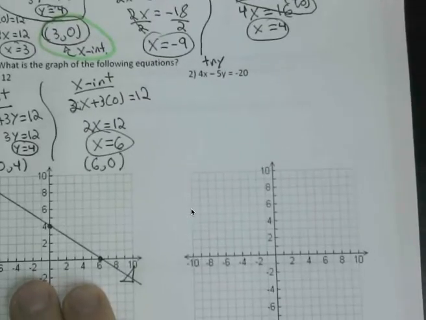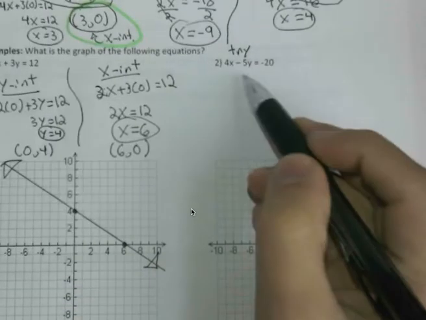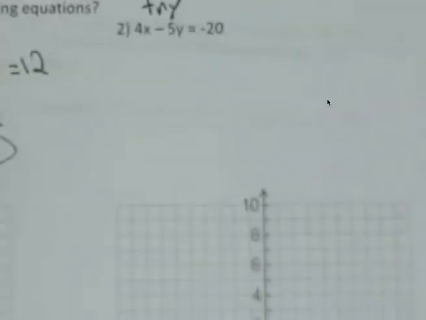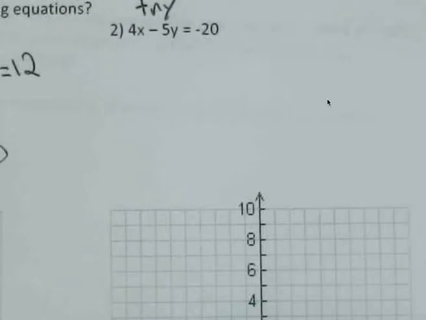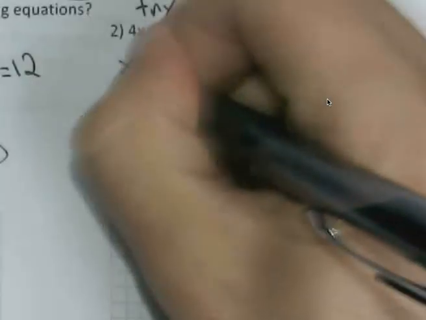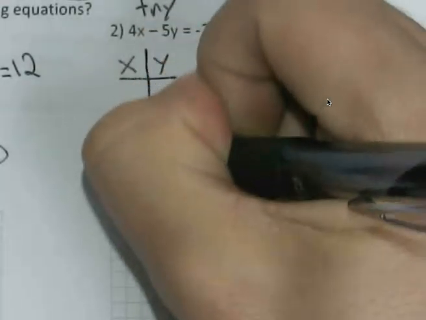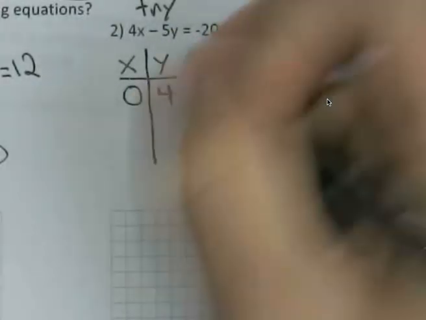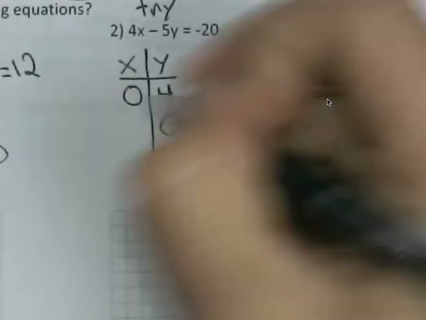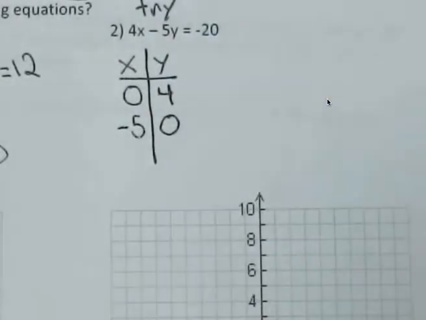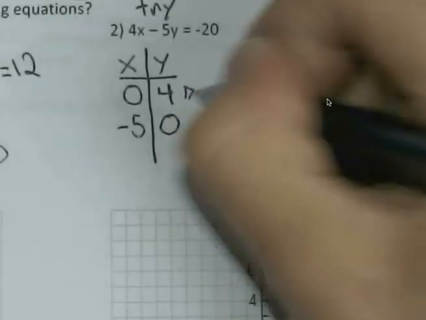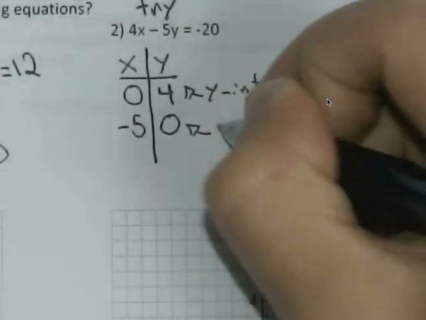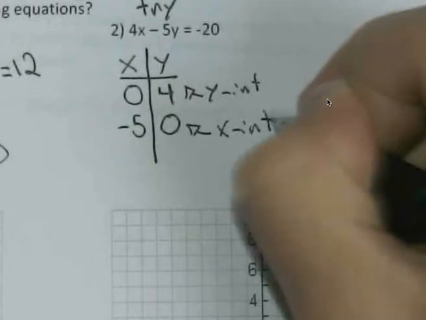Try it out. You have 4x minus 5y equals negative 20. Pause the video, give it a shot, see what's going on with it. But collectively, you'll be saying that when x is 0, the y term is going to be 4. When y is 0, x is going to be negative 5. So you see here, this is your y-intercept. This is your x-intercept. So let's plot them out.